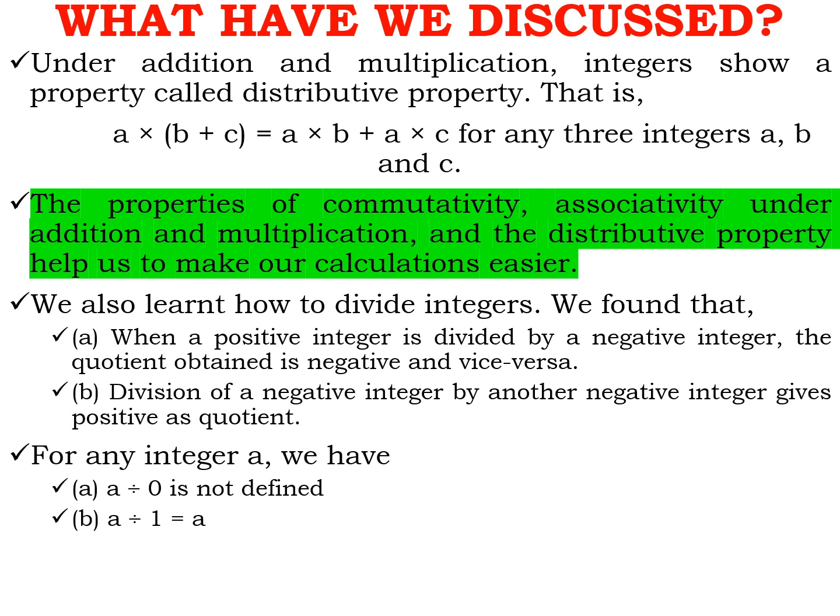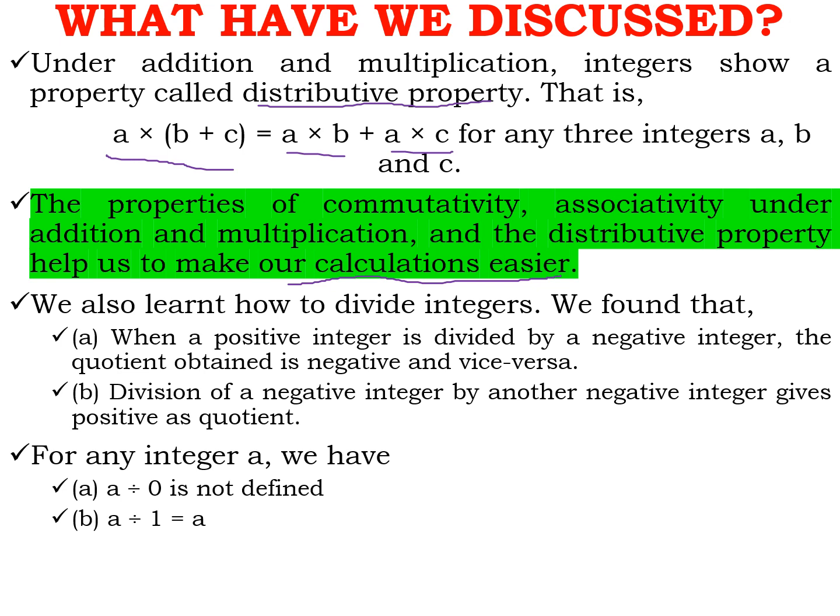Under addition and multiplication, integers show a property called distributive property. That is, a into (b plus c) is equal to a into b plus a into c, where a, b, c are three integers. The properties of commutativity, associativity, and addition and multiplication and the distributive property help us to make our calculations easier. We also learned how to divide integers.